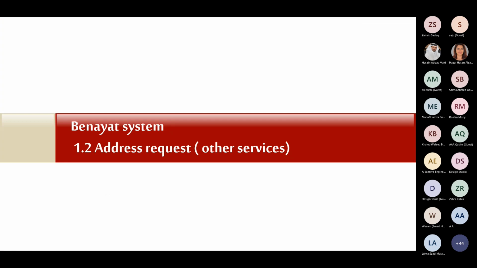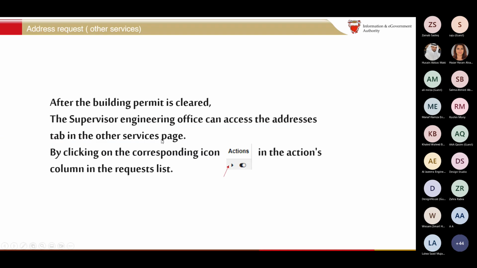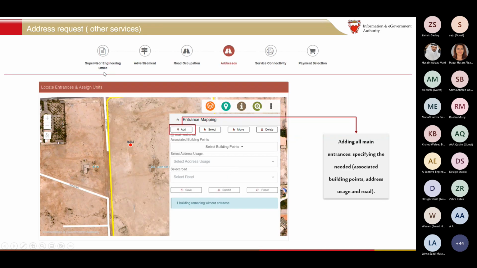And now we will move to the address request in the other services. When you want to proceed with the other services after obtaining your building permit, you will press this button here in the actions. When you move to the addresses tab, you will see the screenshots, and you will see all the entrances and all the building points that you already entered. And here you can edit the information as per your need.